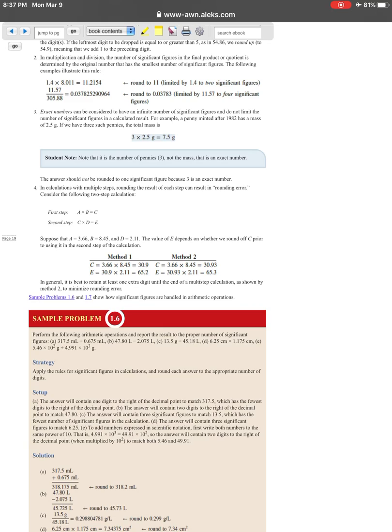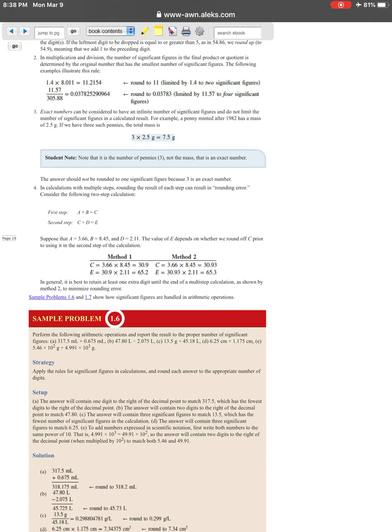Second one, division. Same rule. You do the operation, in this case division, and then round it to the number of sig figs as the measurement that has the fewest. Out of those two measurements, 11.57 and 305.88, the first one, the one in the numerator, 11.57, has the fewest number of sig figs, 4. So our answer gets rounded to 4 sig figs.